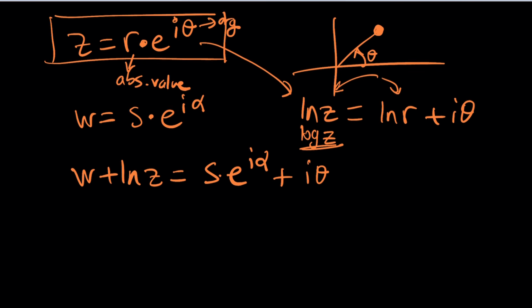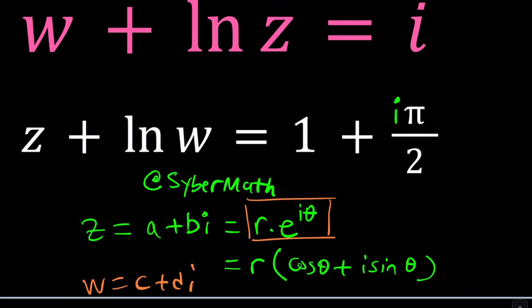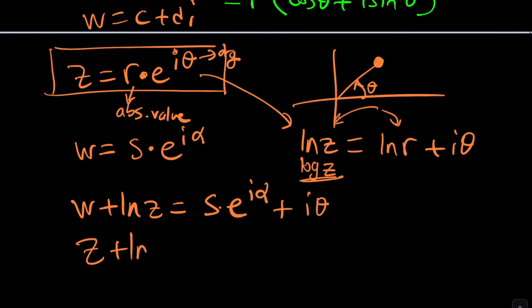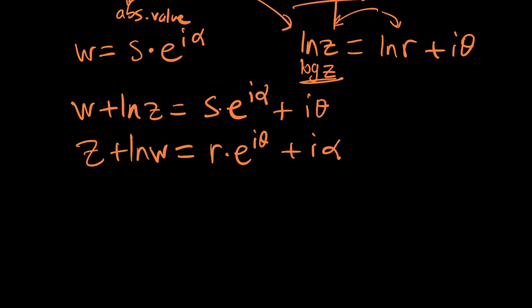And then the second equation, which is z plus, did I write that right? I think so. w plus ln z was the first one, right? Yep. z plus ln w is just going to be then r times e to the i theta plus i alpha. Okay? Cool. So we got this type of system, but we also know that the left-hand side is equal to the right-hand side. What am I talking about? So this is supposed to equal i, and this is supposed to equal 1 plus i pi over 2.